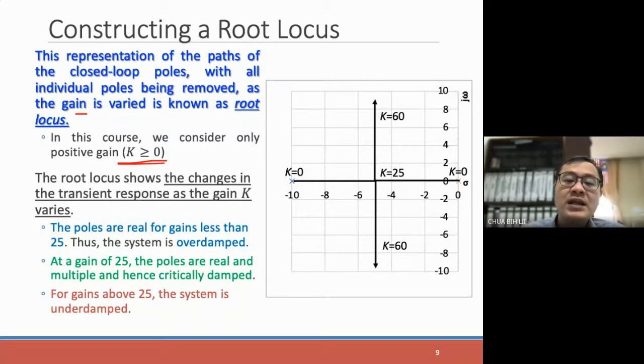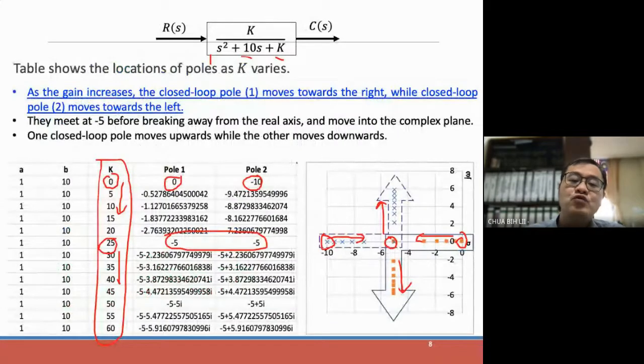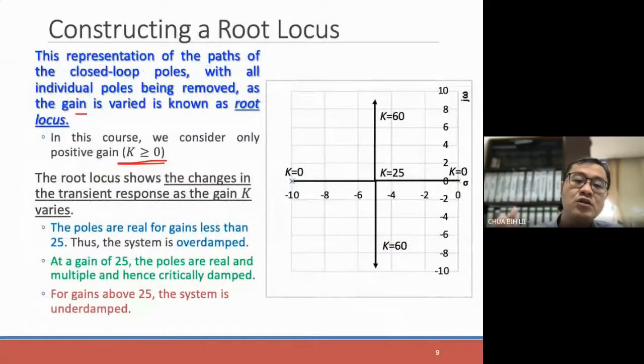So when you draw it out, you don't have to draw it in this way. This one is just to illustrate the positions of all the poles. When you plot this out, you just have to draw the starting point, the meeting point, and the direction. So you just draw lines showing where it will go. You mark K equals 0, the meeting point, what the K value is, and where it goes after that. So this is how the root locus will look.